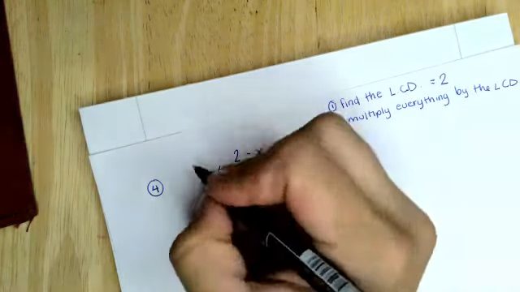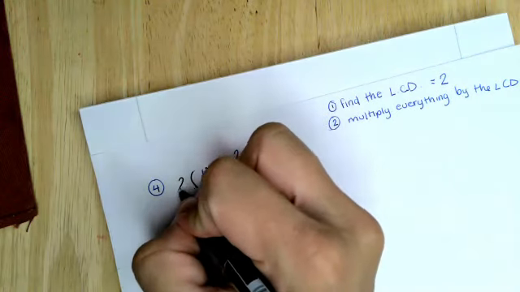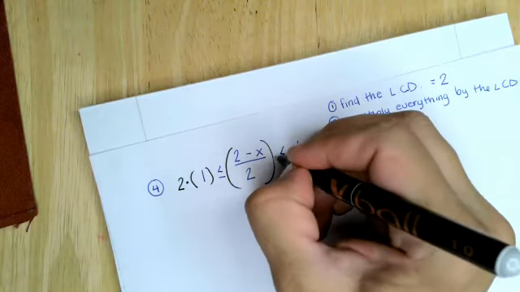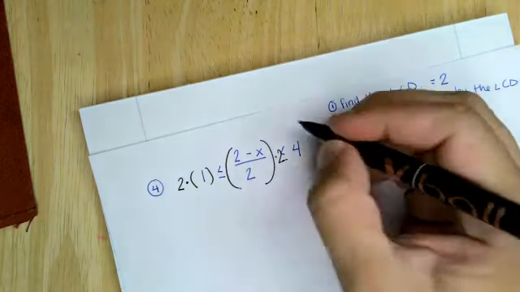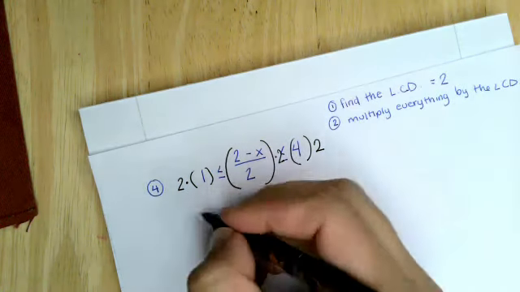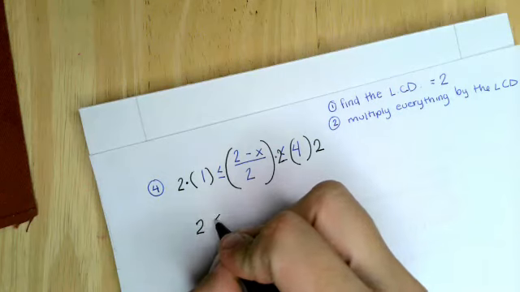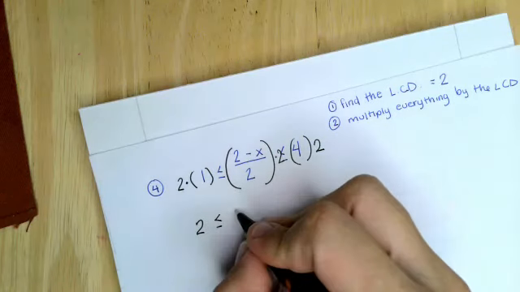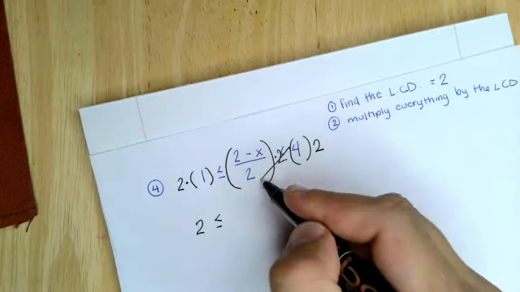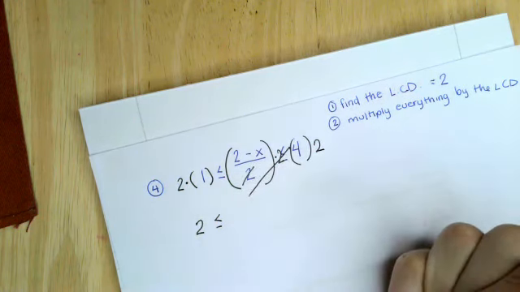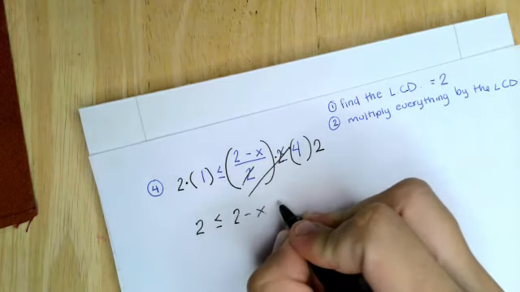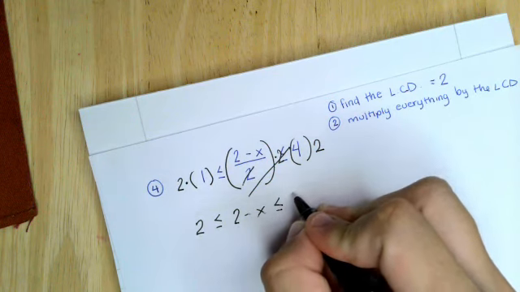So on this side, we multiply 1 times 2. We multiply all of this by 2. And then we multiply 4 by 2. 2 times 1 is 2. The signs stay the same. 2 minus x divided by 2 times 2. The reason we did that was to cancel out this 2 and this 2. So now it's just 2 minus x less than or equal to 4 times 2 is 8.